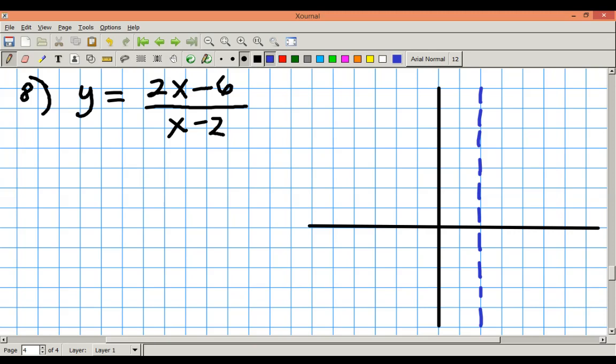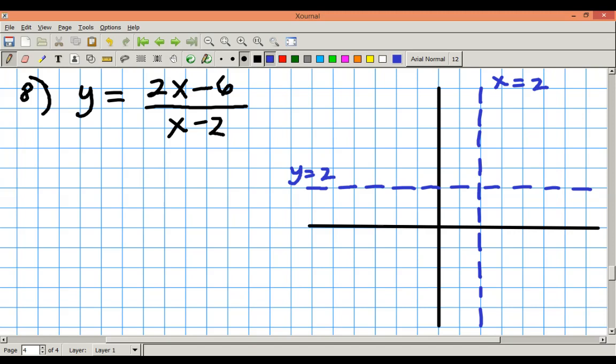And now remember, the horizontal asymptote comes from looking at the degree of the top versus the bottom. The degree of the top is 1 because the exponent on x is 1, and the degree of the bottom is also 1. So our horizontal asymptote is going to be y equals the ratio of the lead coefficients. The lead coefficient on top is 2. The lead coefficient on the bottom is 1. And so y equals 2 over 1, y equals 2 is going to be that horizontal asymptote. Okay, so there's x equals 2, vertical asymptote, and y equals 2, horizontal asymptote.